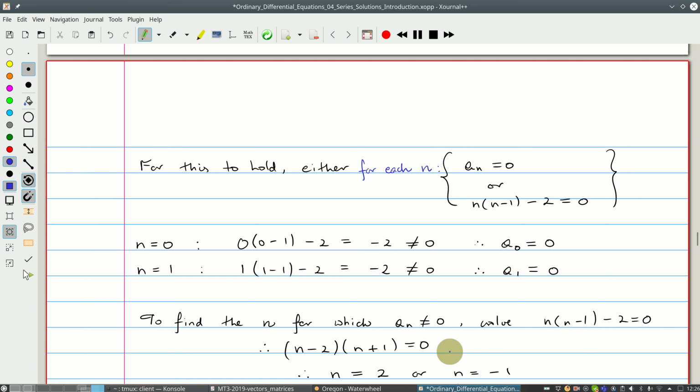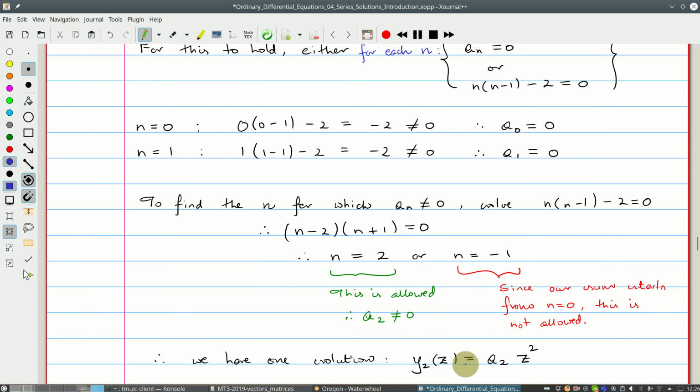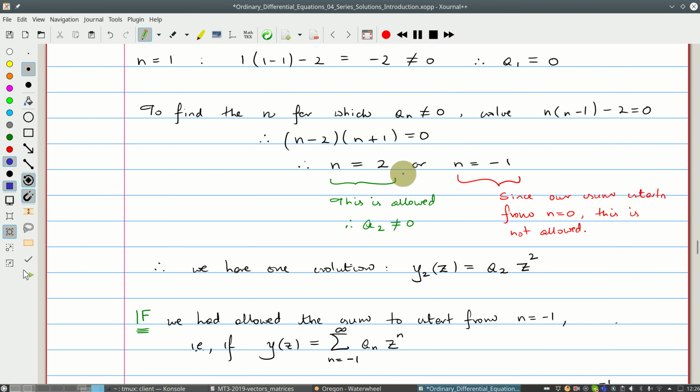It's a quadratic in n, and the solutions are n equal to 2 or n equal to minus 1. Now, n equal to 2 is allowed, because our sum starts from 0 and goes to infinity. So n equal to 2 is allowed, which means a_2 is non-zero. n equal to minus 1 is not allowed, because our sum starts from n equal to 0. So this is below 0, that's not allowed. So we have only one solution. I'm calling it y_2 of z, which is a_2 times z squared. When n is equal to 2, our solution will be z squared.